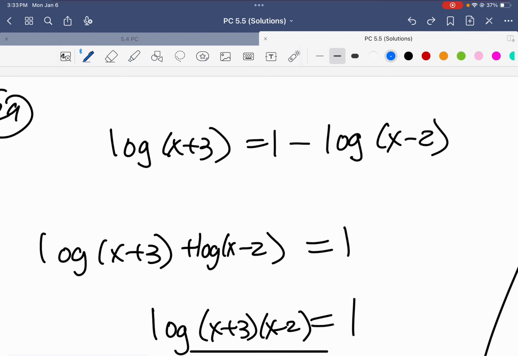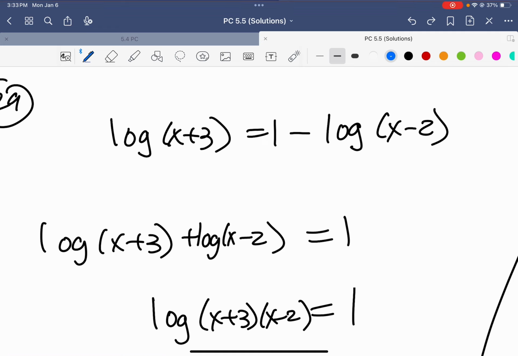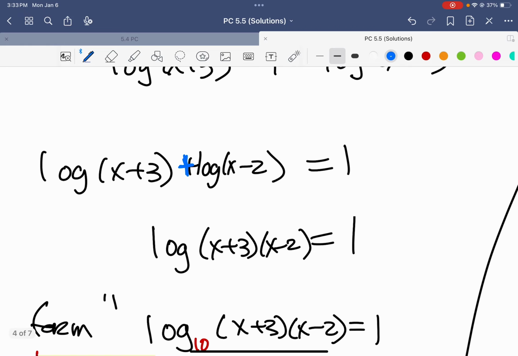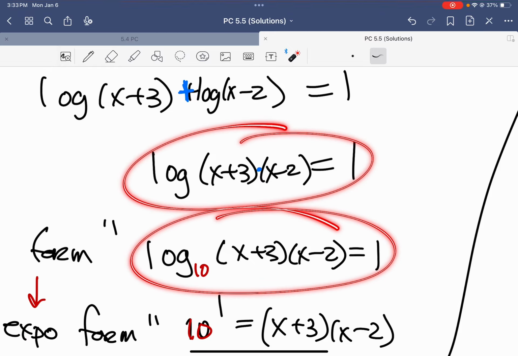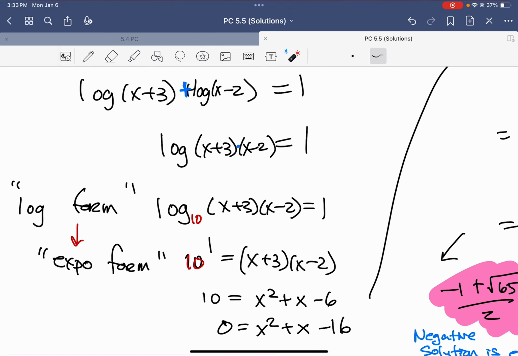Look at 29, pretty similar. We just want to get all the logs on one side. So if we move this over here, the reason is now we have a sum of logs that I can write as the product for a single log. But now there's an understood base 10 here. So this and this are just the same thing, but now I recognize that this is in log form. So I'm going to put it in exponential form. So 10 to the first equals this.